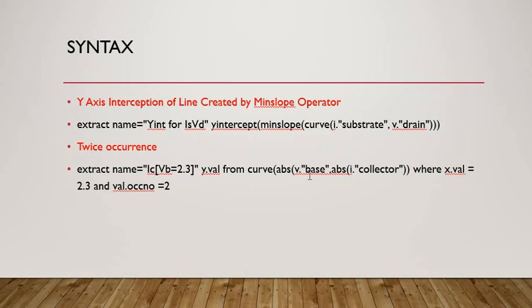Like absolute I collector, V base, it's an x-axis, it's a y-axis. There you need to take the absolute value, like if it is negative, you get a positive, and you need to make a curve. From that you need the multiplication, with the occurrence as 2. So then you need the second occurrence of 2.3, and you want their y value. Okay.